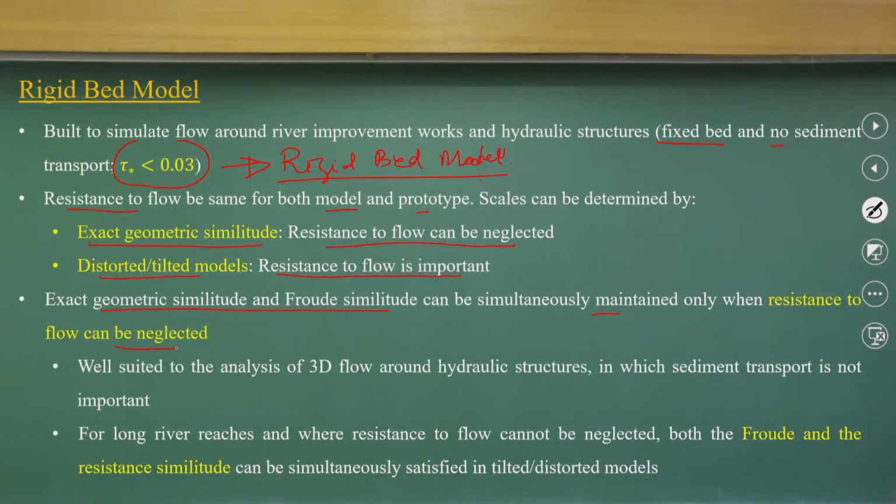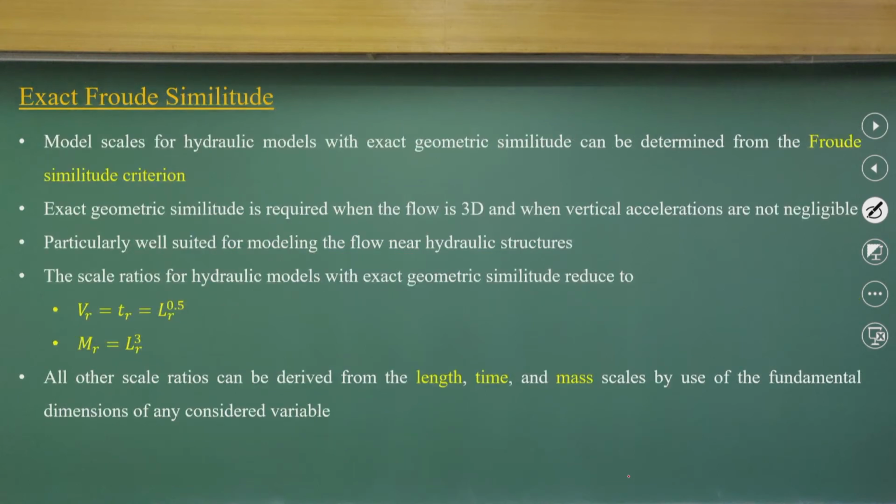Okay. So, basically it is useful for the three dimensional flow around the flow structures where the sediment is not a concern, but when you have long river reaches like the Brahmaputra, where flow resistance plays a major role among the force components, okay, we cannot neglect it. In that case we should do the Froude number similitude as well as resistance similitude, for which we can use the Manning's equation or the Strickler-Manning's equation, to satisfy the tilted and distorted models. Okay.